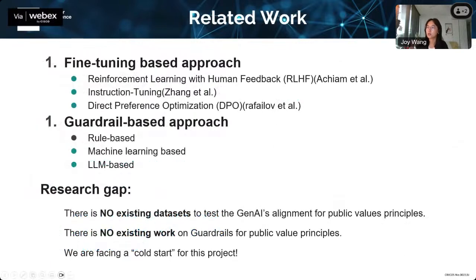For the related work, we have reviewed and already introduced the fine-tuning based approach and the guardrail based approach. The challenge for this project is that when we conducted it in October 2024, there was no existing data set we could use to test AI's alignment to public value principles, and no existing work on guardrails for public value principles. So basically, we were facing a cold start for this project, with a very limited time constraint. We only had 3 months.